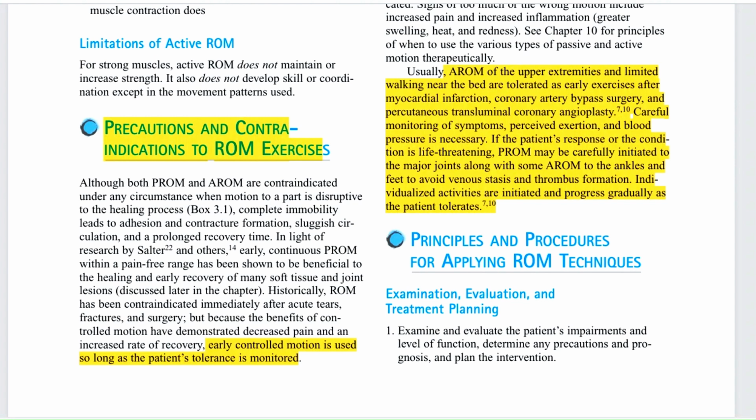Always listen to the patient's body. If the movement helps with recovery, you can encourage it. If it hurts the recovery, you just have to stop or modify it.